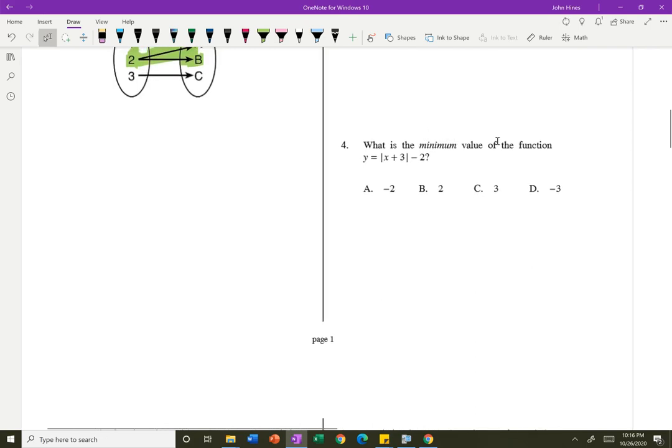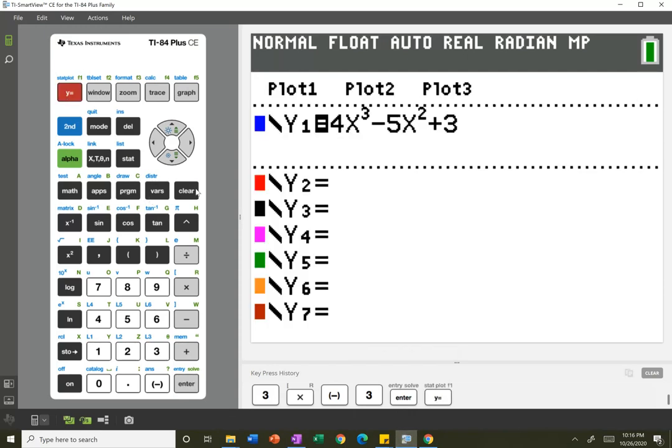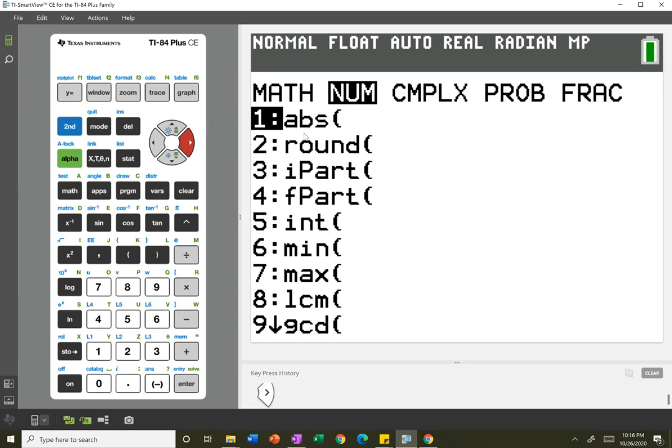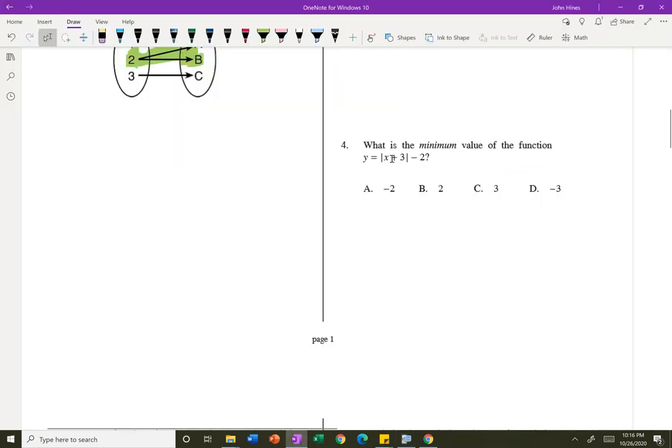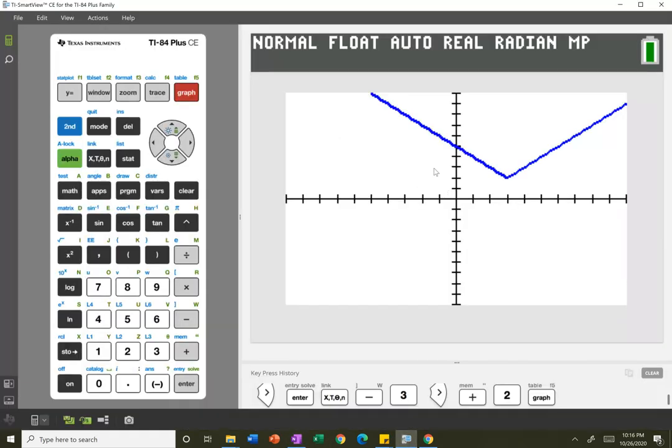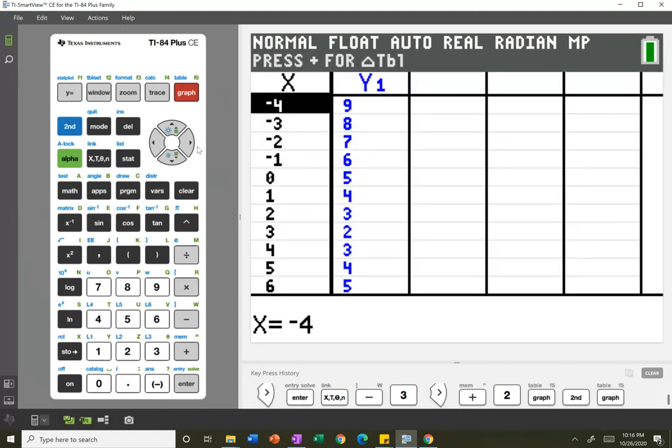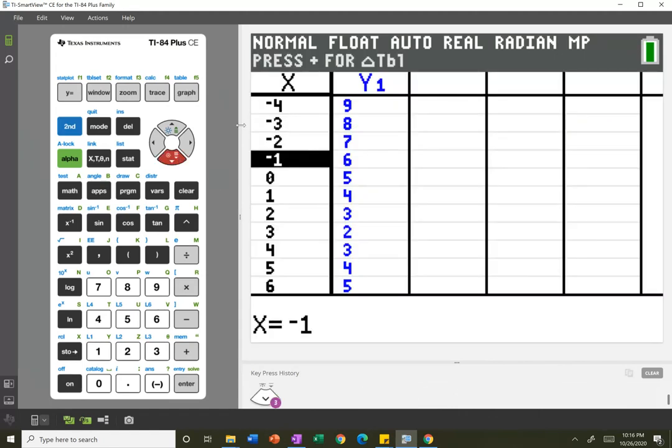What is the minimum value of this function? So let's look at a graph. Y equals the absolute value of x plus 3 minus 2. So y equals, I'm going to hit math, number, there's abs, absolute value of x minus 3 plus 2. Do I want to know what is the value or when do I get to that value? What is the value? So I want to know how low do I go? Well, it looks like it's that turning point right there. So let me go to my table. What's the smallest y value?